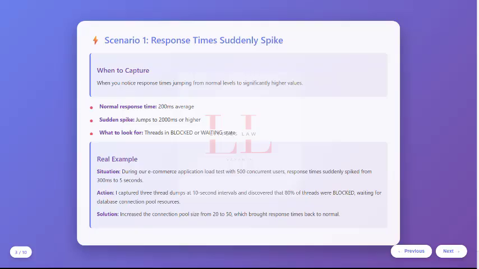You'll be surprised to know that 80% of the threads were blocked, all waiting for database connection pool resources. The connection pool was configured for just 20 connections, which was clearly insufficient. So we increased it to 50 connections and the response times immediately dropped back to normal. This is a perfect example of how thread dumps help you pinpoint the exact bottleneck.